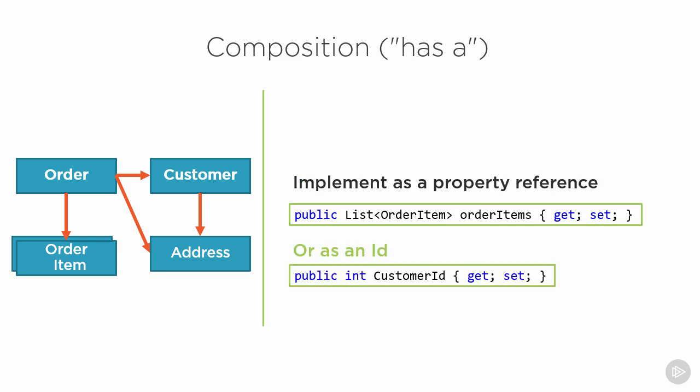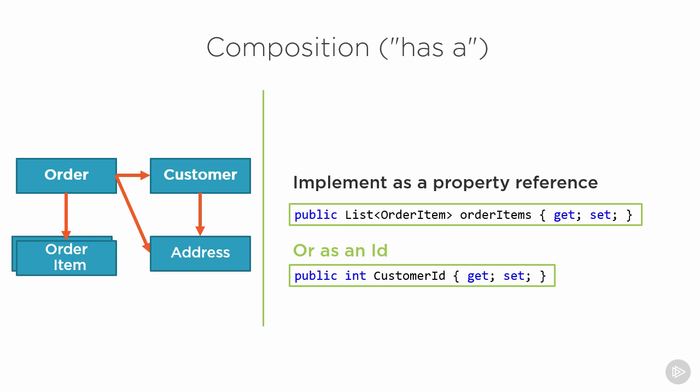Implement composition using an ID property instead if you want to retain the relationship but don't always need all of the related objects' data. In this example, the order has a customer ID to establish the relationship between the order and the customer.